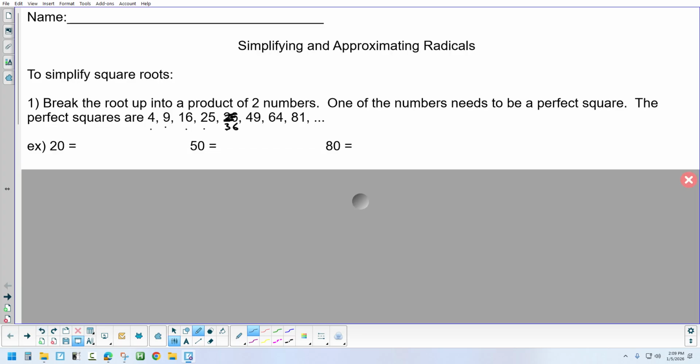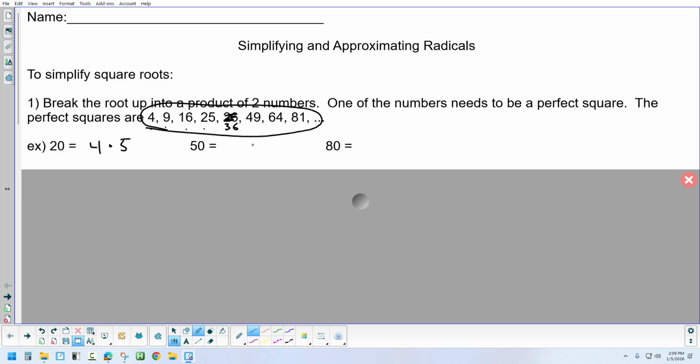So let's just practice writing a number as a product of two numbers. Let's start with 20. Does anybody see a way that you can write 20 as something times something, and one of the numbers has to be in that list? Yep, 5 times 4. I'm not showing you how to simplify it yet. I just want you to get practice writing it with a number in that list.